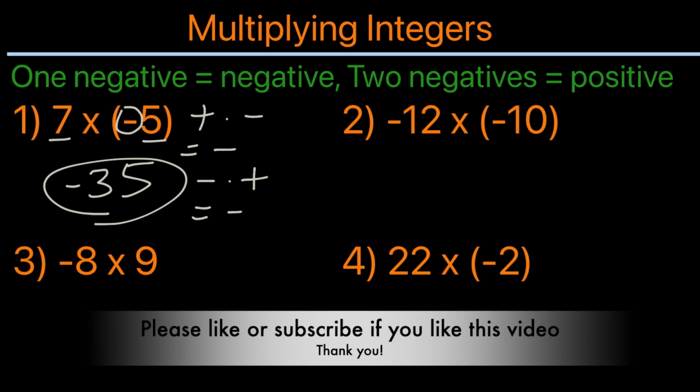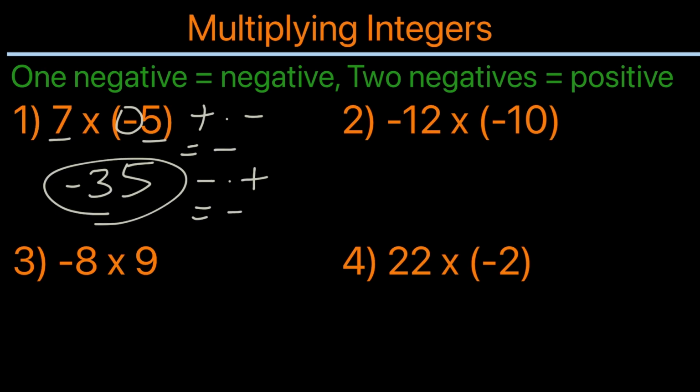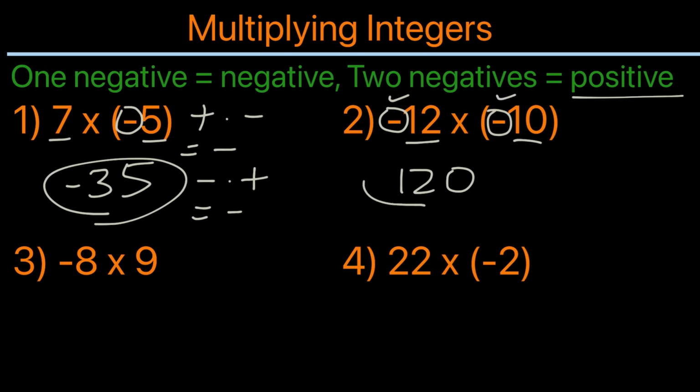For the second example, we have -12 times -10. So in this example, we have 2 negatives. 2 negative integers multiplying each other will result in a positive integer. So -12 times -10, we can take the 12 times the 10, and that will give us 120. Now since there's 2 negatives, then the outcome is positive. So 120 would be the answer.